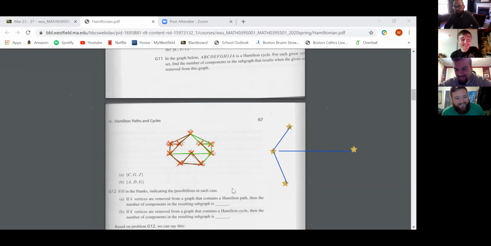The new normal. Okay, so yeah, you have a graph that has a Hamiltonian path. You remove 3. You could get 3 components. Could you potentially get more than that? Yes. How many more? No.